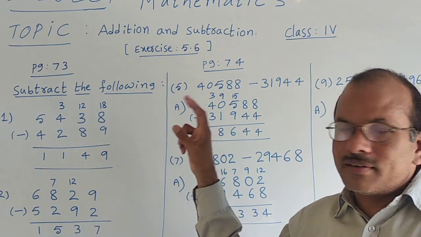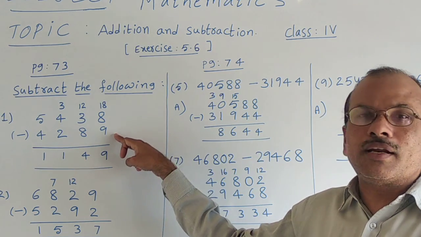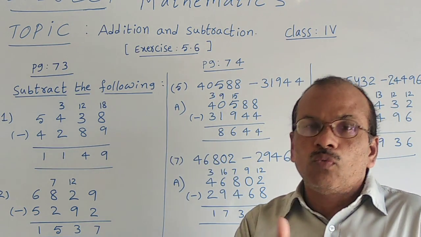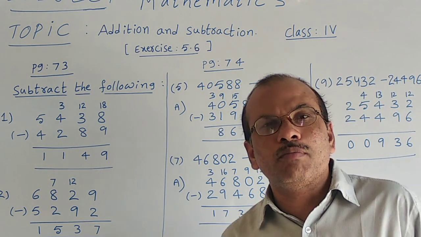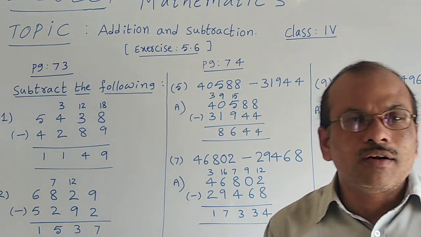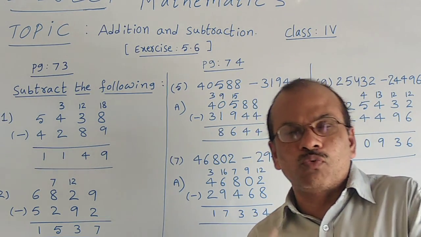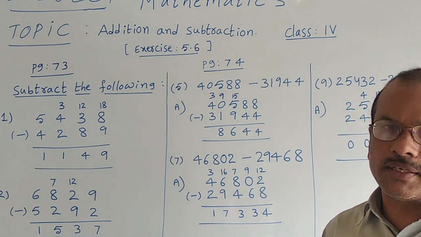Subtract the following. The bigger number is written on the top, and the smaller number is written down below. We have to take a borrow and subtract. We all know how to take a borrow. How much do we have to borrow, children? Yes, 10 we have to borrow. That means 1 ten we will take, and that is what we call a 10 borrow.